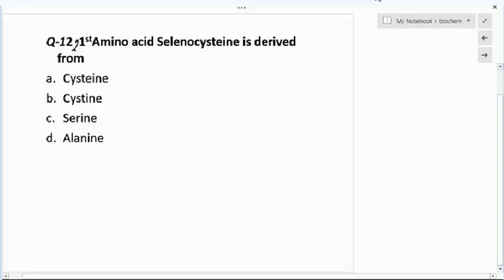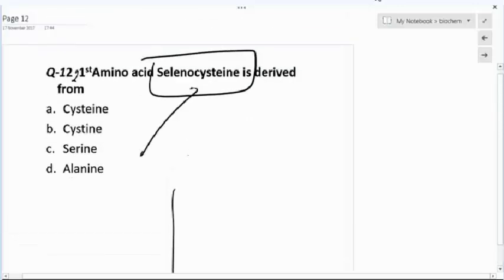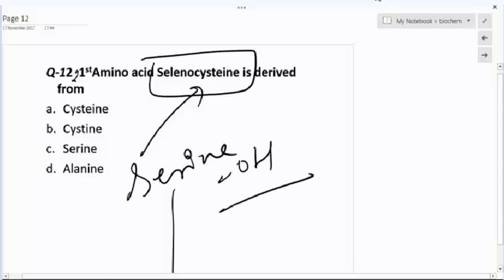The 21st amino acid, selenocysteine, is derived from? It's a very popular question, and students tend to make a number of mistakes here, but don't be under any wrong impression. Selenocysteine is not derived from cysteine. That is why they keep on frequently asking you. Selenocysteine is actually derived from serine. Serine is a hydroxyl group containing amino acid, and in the side chain this oxygen is replaced by selenium at the time when the serine is being transported by its respective transfer RNA to the site of translation.